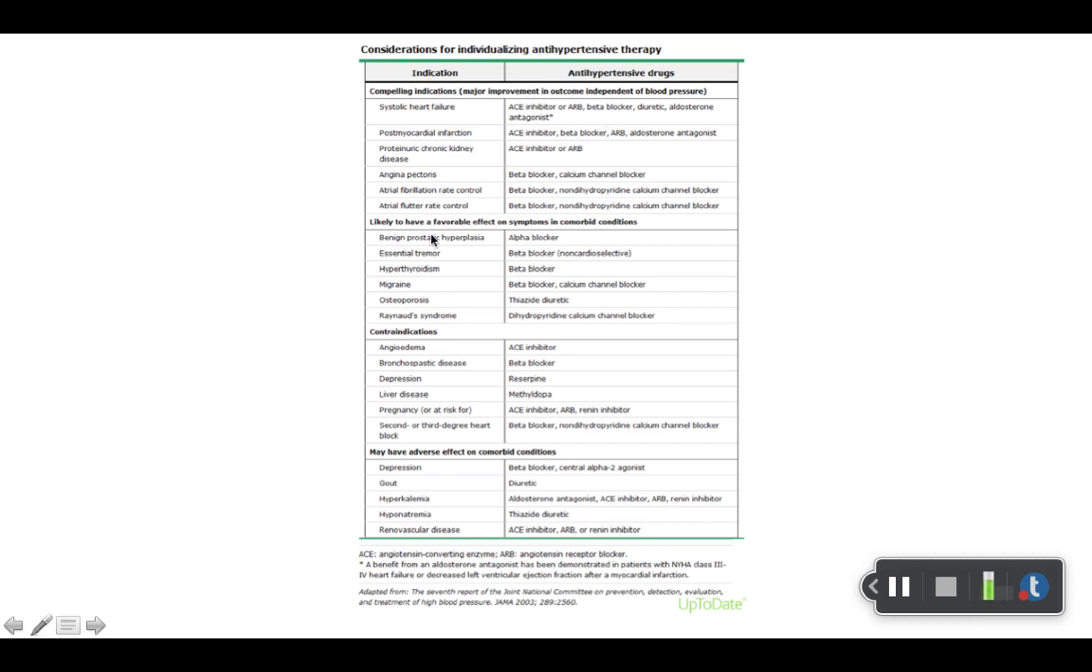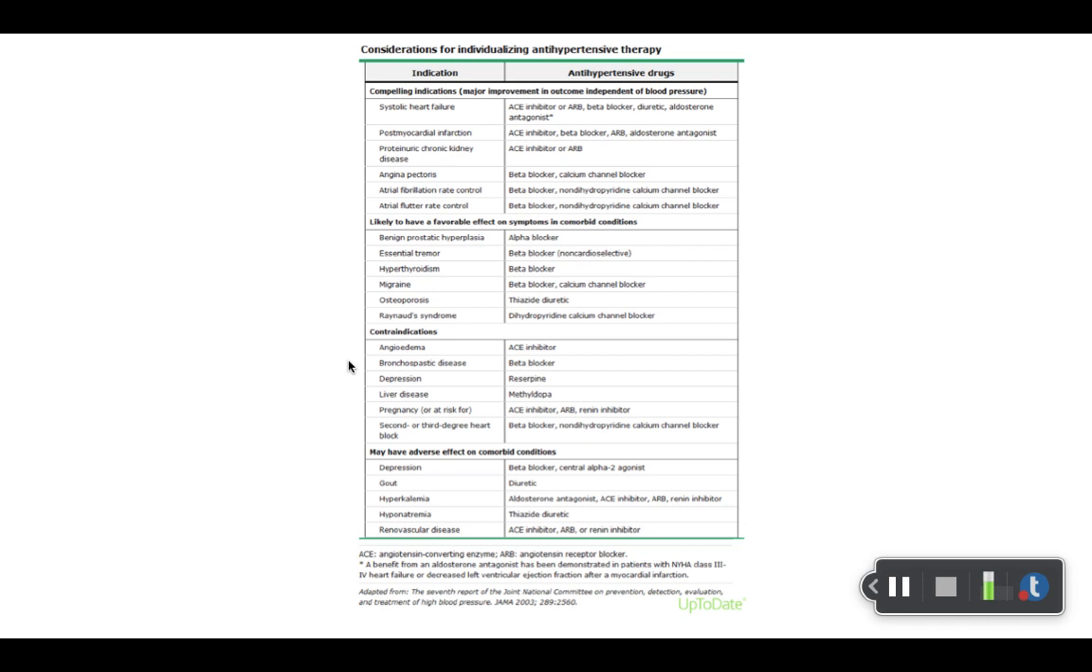Same thing with the likely to have a favorable effect on symptoms in comorbid conditions. So if someone has hyperthyroidism, the beta blocker actually can help with the symptomology with that disease plus their hypertension. So maybe that may be your first line choice if a person has hyperthyroidism, which we'll talk about later in the year in our endocrine module. But don't stress if you don't know too much about that now.